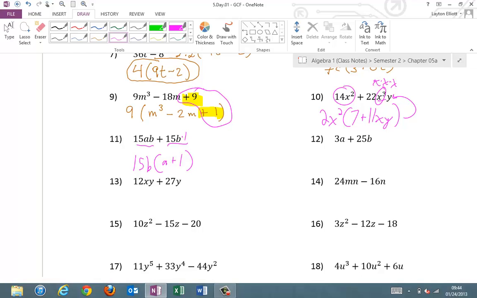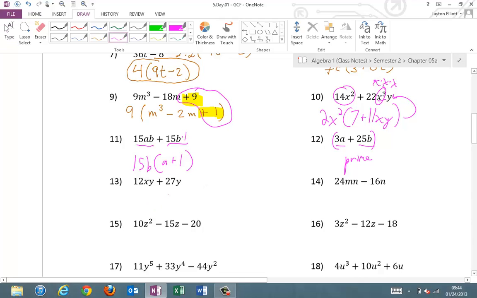Exactly. Number 12, we got a 3A and a 25B. Check 3 and 25. Nope. A and B. Nope. We found our second prime. Parentheses around there is a little celebratory. That's its own prime factor.